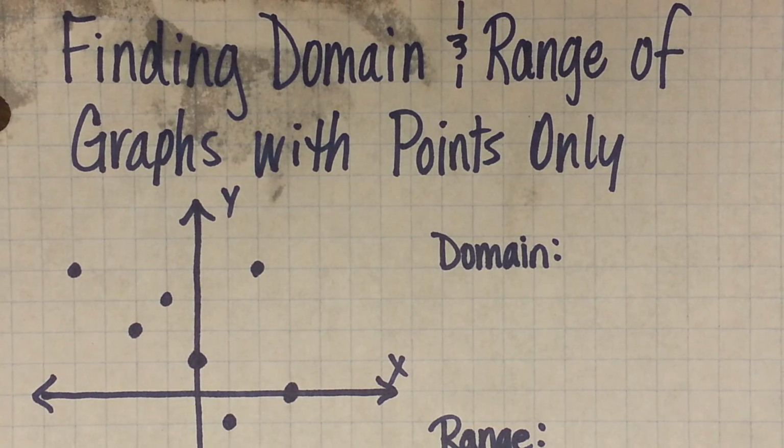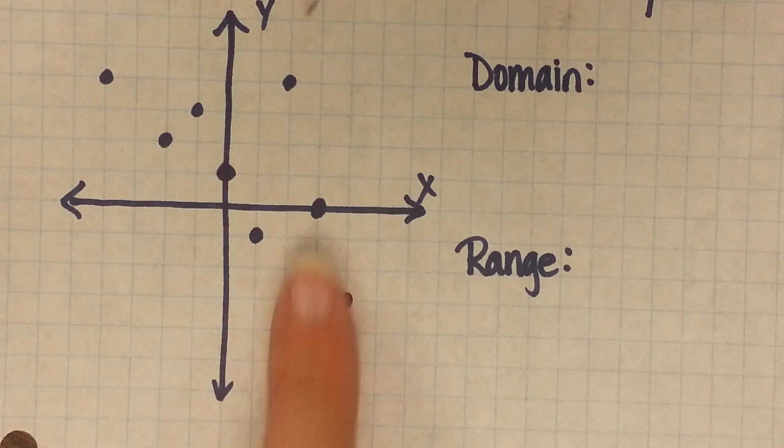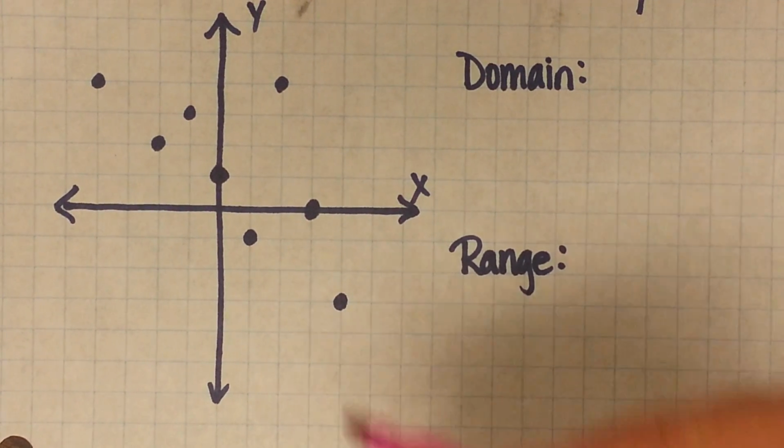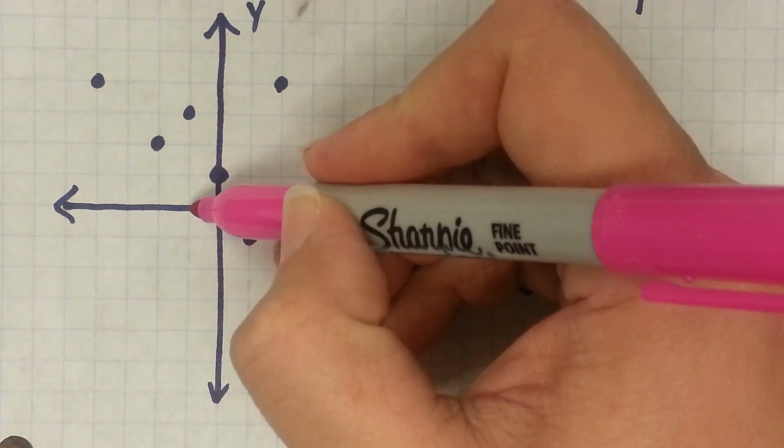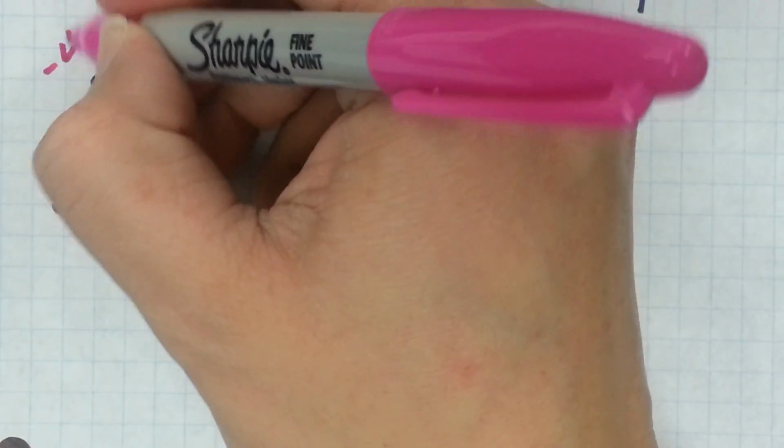In this video, we're finding domain and range of different graphs that have just points on them. So if I look down here at my graph, you see how it's got several points on it. First thing I want to do is label each one of those points. So 1, 2, 3, 4. 1, 2, 3, 4. So this one is -4, 4.